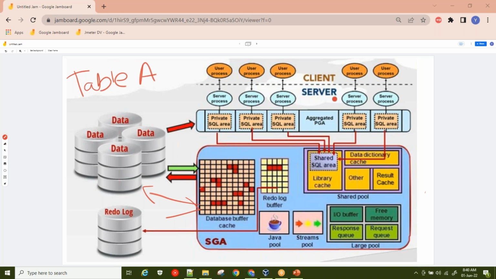It's not like the buffer cache will have different data and the storage disk will have different data. That consistency will be there always. So that also we need to remember.